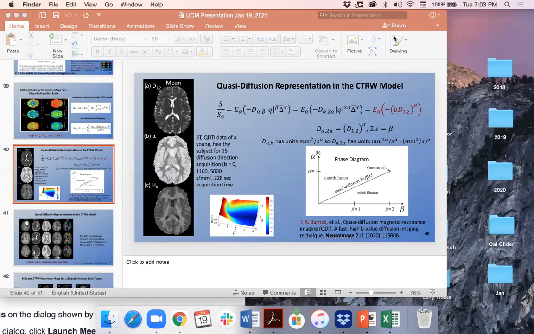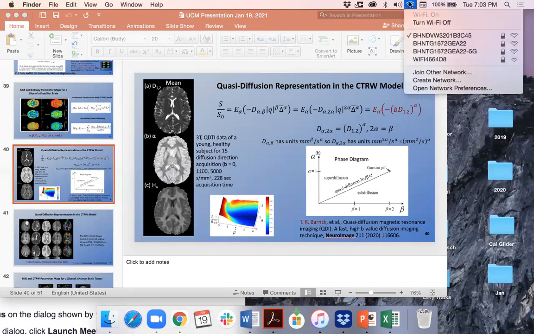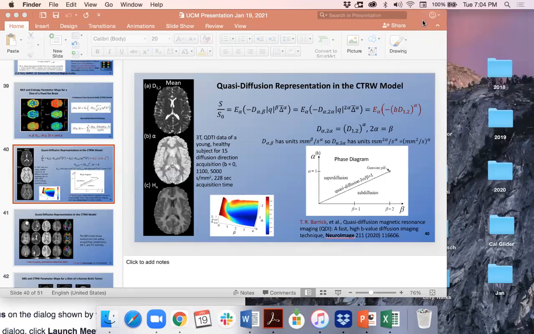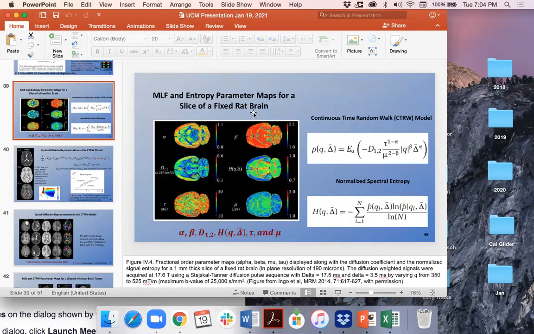So, can you go back to slide 39? Just one slide about the MRR image with fractional orders on it. 39, page 39. Right now we are seeing 40. You go back one. Yes. Okay, go back one. Can you see it? Yes, very clear.